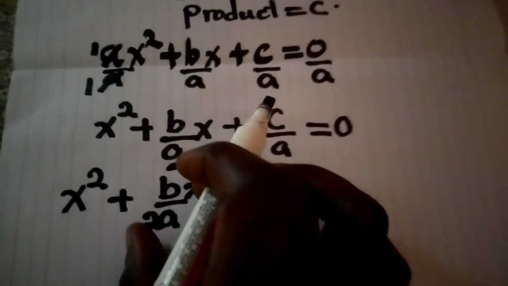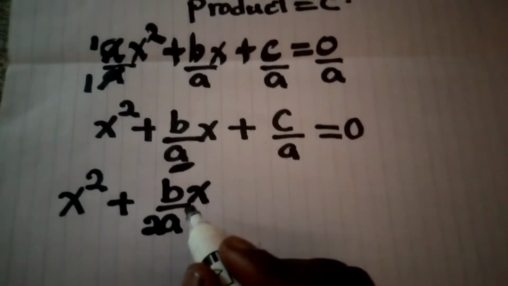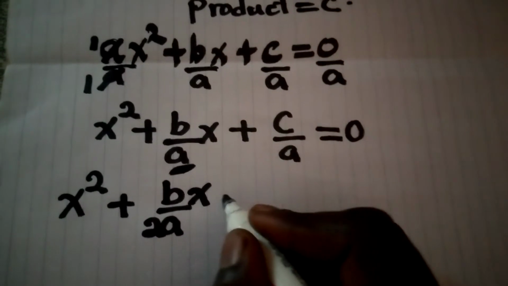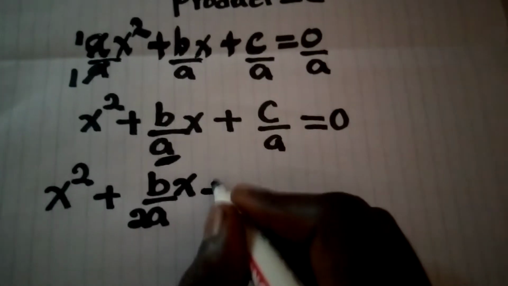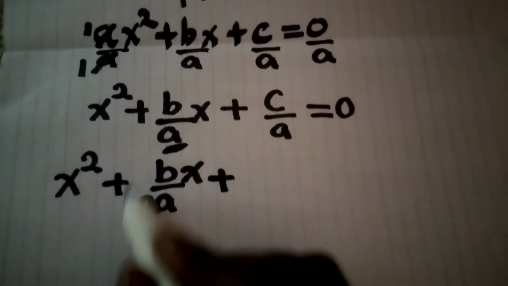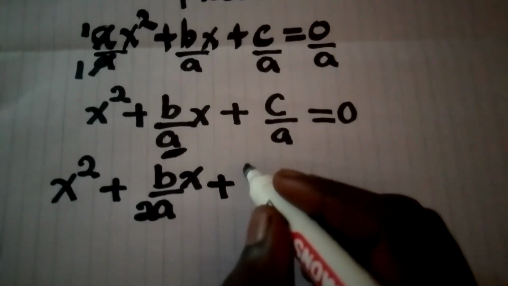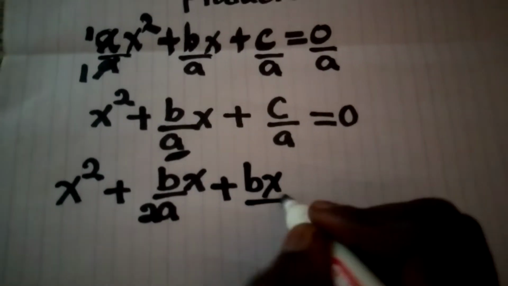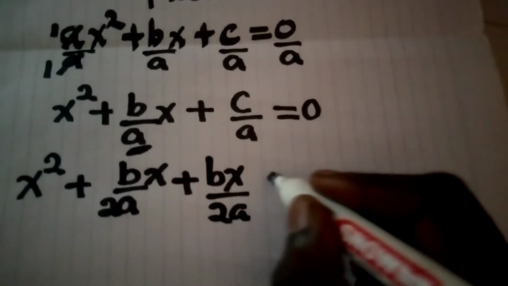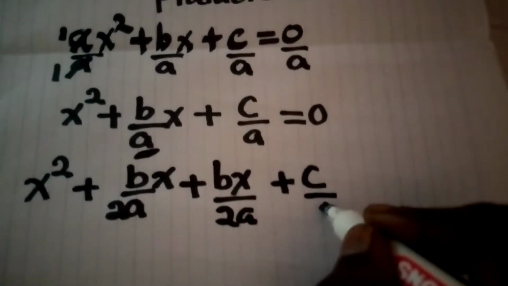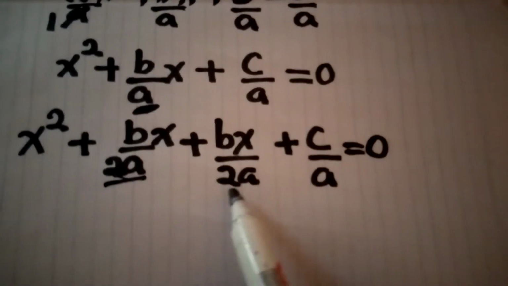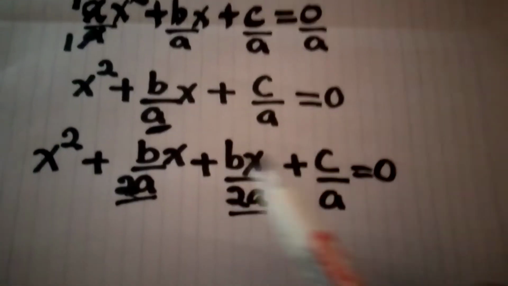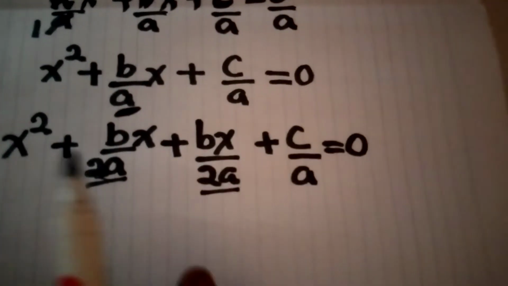So for us to get this very equation here, we have to add the half of the sum. If we add the half of the sum, we shall have bx all over 2a plus, still half of our sum is bx out of 2a, which means we shall still have bx out of 2a, then plus c out of a is equal to 0. Now when we add these, we shall find out that the final sum will give us b out of a. So this does not change the equation, so even if you add, you will still go back there.